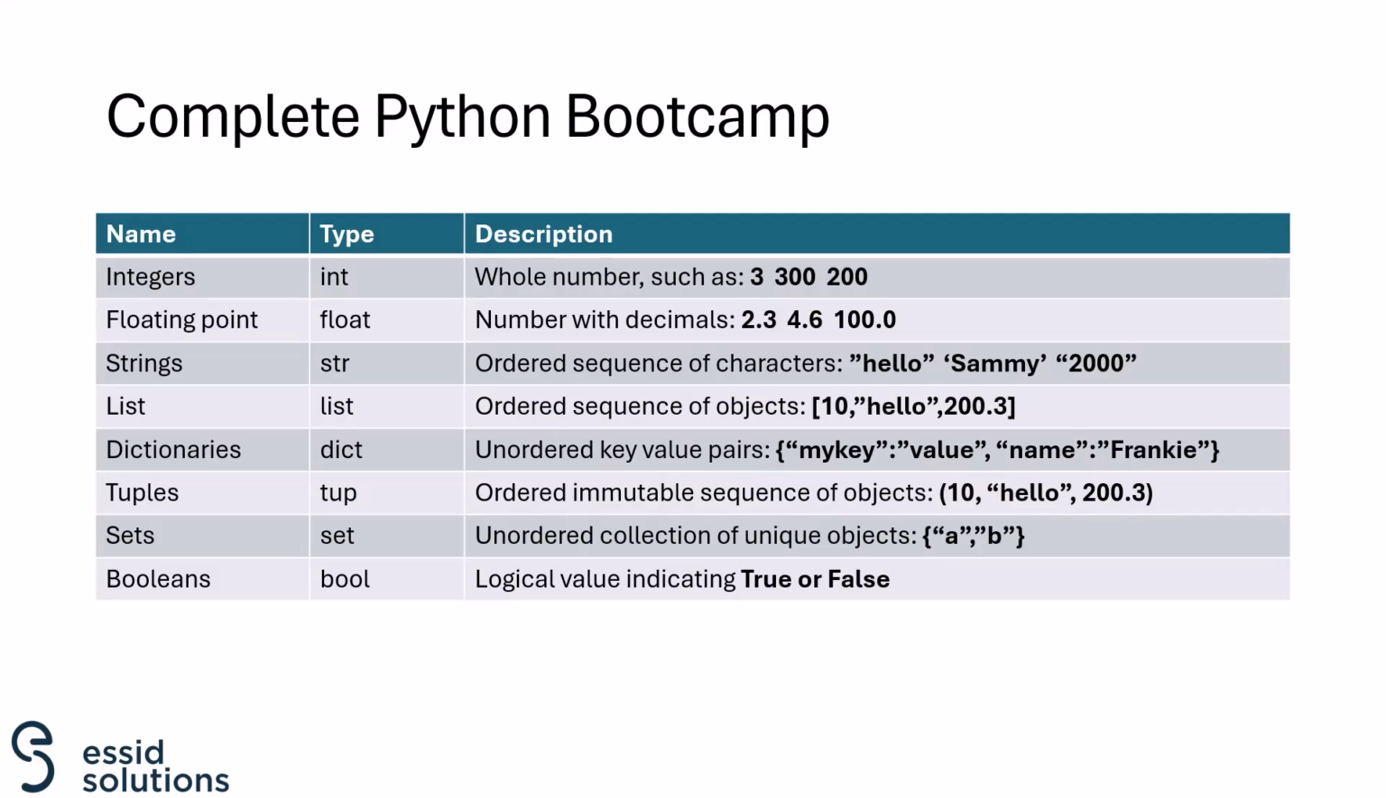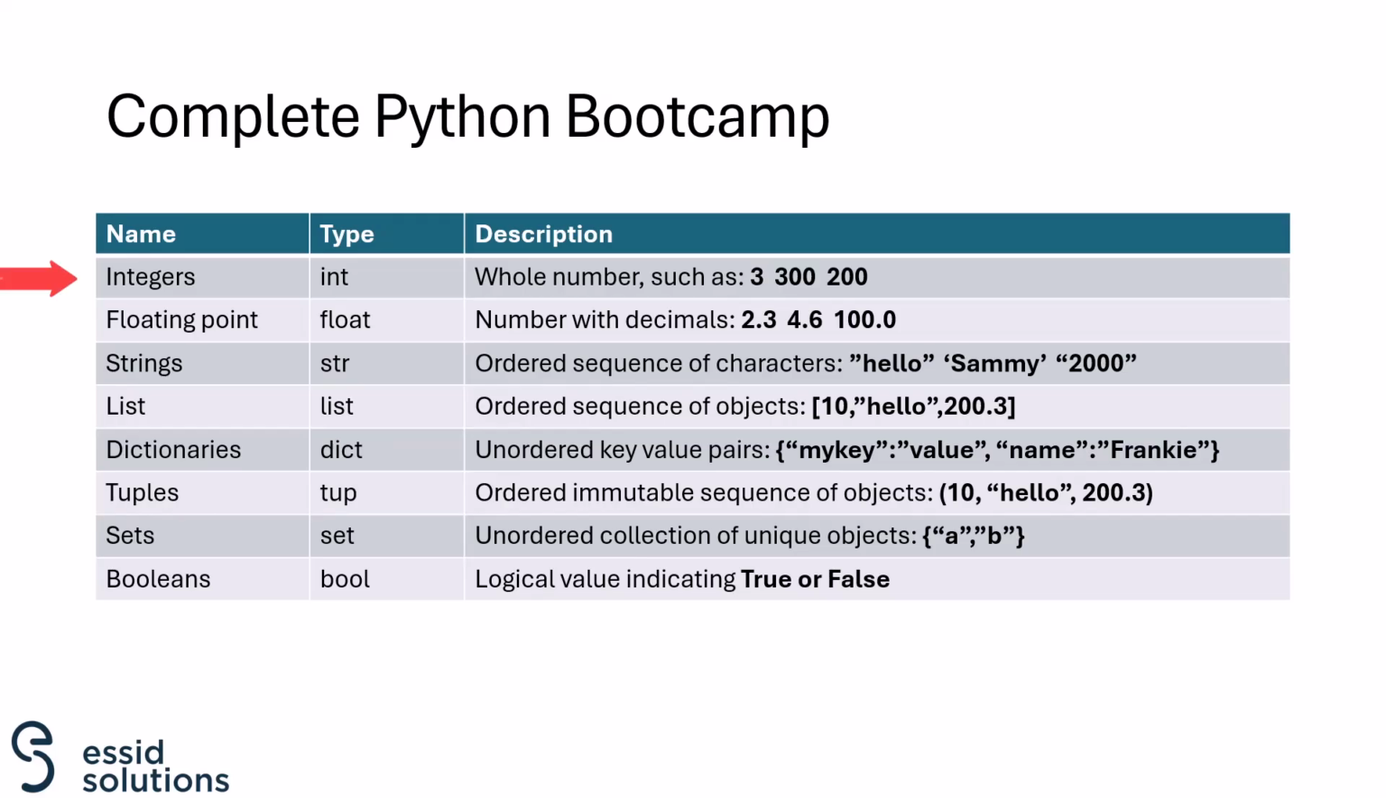In this table, we can see the name of each data type in the left-hand column, followed by the type itself. So Python uses internal keywords for these names. For example, instead of writing out integers, we use int. The same goes for str for string and so on. Next, we have the description column, which explains what each data type is. Let's go through each one of them one by one.